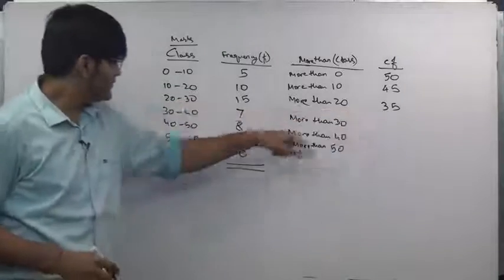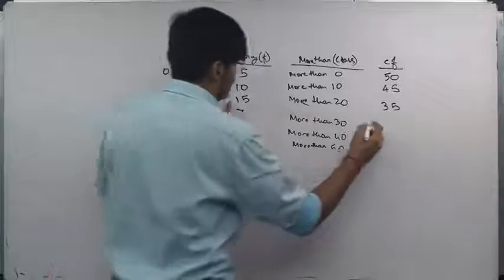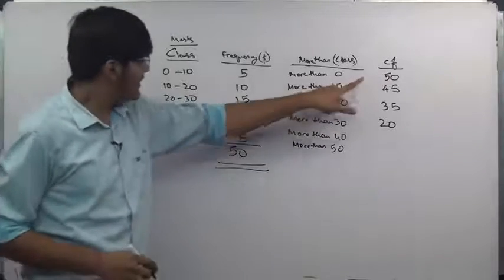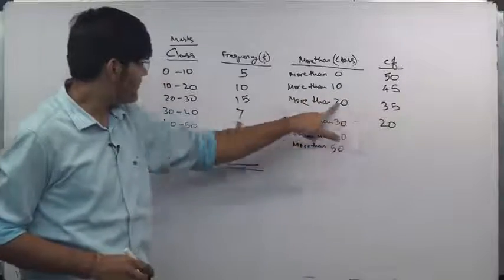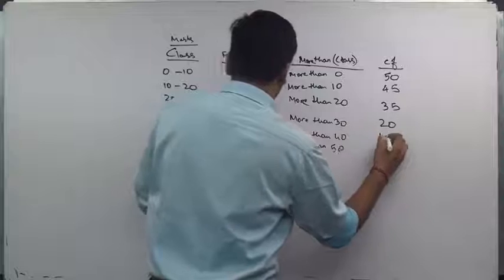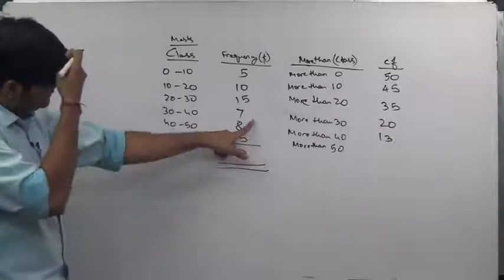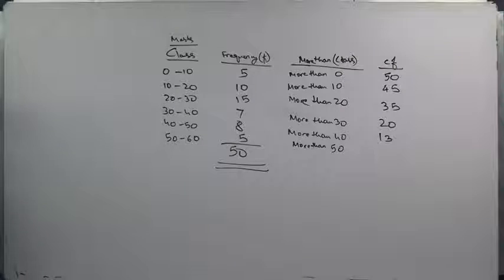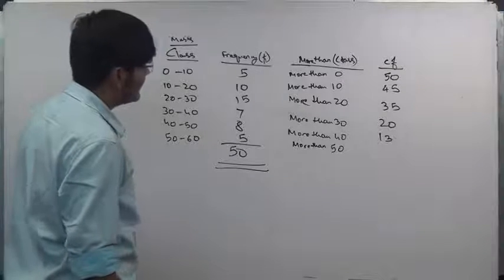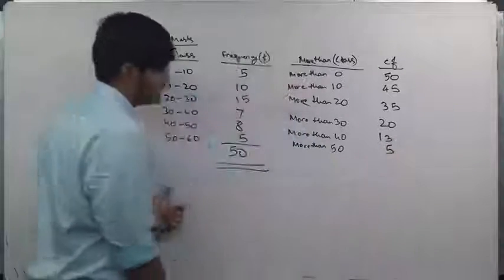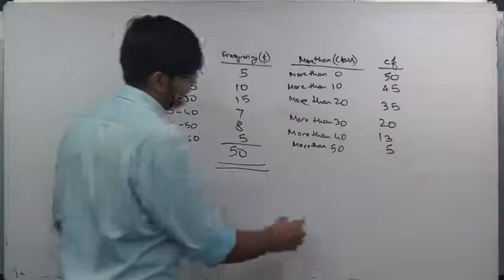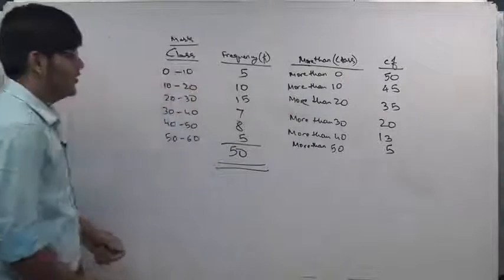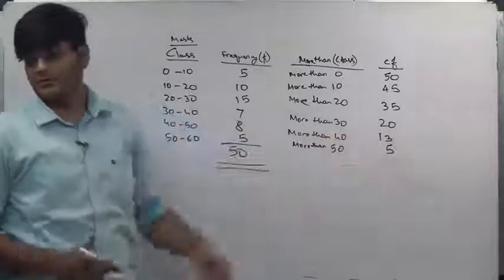35. Then 35 minus 15. First one is 50, 50 minus 5, 45, 45 minus 10, 35, 35 minus 15, 20, 20 minus 7, 13. Then 13 minus 8, 5. Okay. No total needed to be calculated here. So automatically what you see, this particular column has been reversed. Very easy.